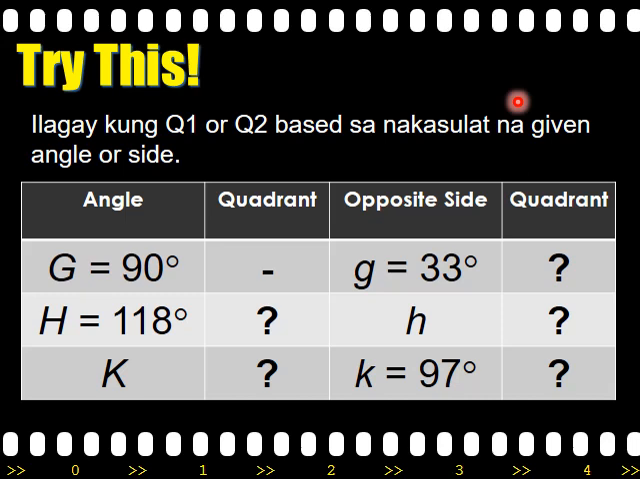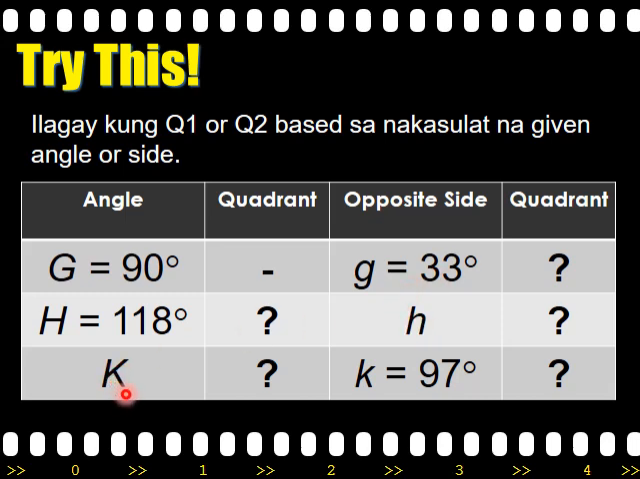So, this time, ang given natin is right spherical triangle GHK. So, si angle G ay equal sa 90 degrees. Ang opposite side niya, o ibig sabihin, itong hypotenuse, si side G is 30 degrees. So, anong quadrant to? Tapos, kung si angle H is 118 degrees, anong quadrant siya? At saka, anong quadrant din si side H?